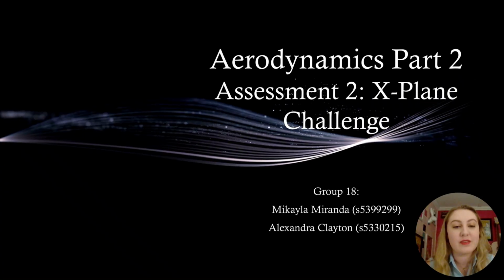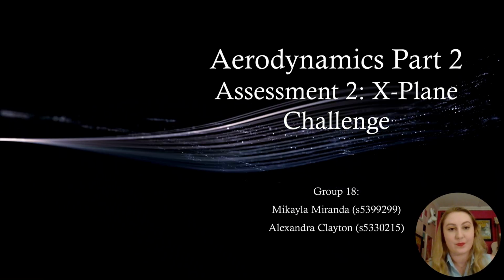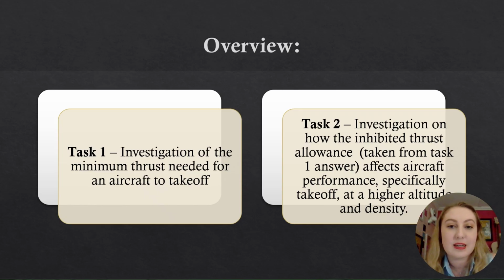In this assignment we'll be investigating variables impacting takeoff. Firstly, in Task 1, the group investigates the minimum thrust needed for an aircraft to take off. Secondly, in Task 2, the group investigates how the inhibited thrust allowance determined in Task 1 affects aircraft performance in high altitude and density. The investigatory assignment uses the Griffith University Flight Lab simulators with a CRJ-200 jet aircraft to record the data and ensure consistency between variables.